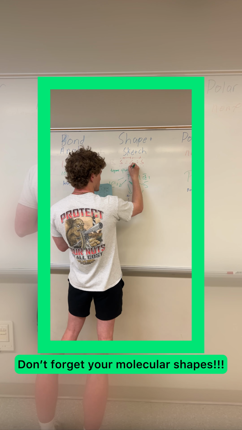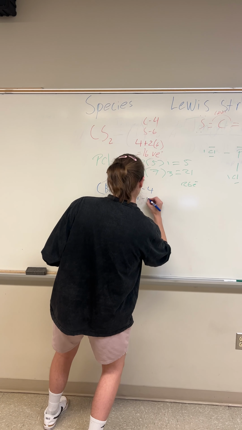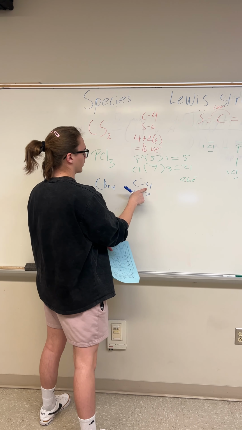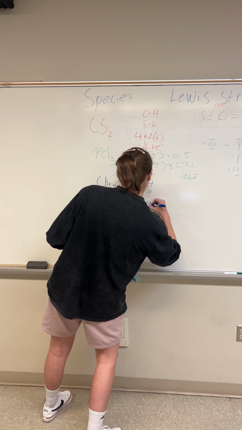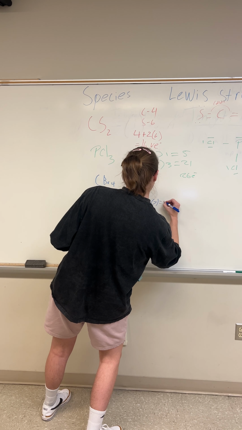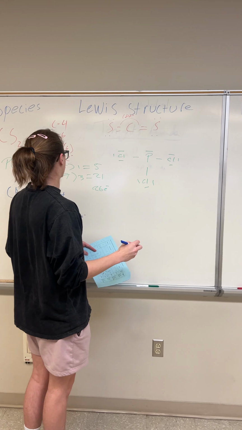Alright, so we're going to be making the Lewis structure for carbon tetrabromide. So first we've got to get the valence electrons for it. So carbon is going to have 4 valence electrons, and bromine has 7 valence electrons. And then there's 1 carbon and then 4 bromines, which is going to be 32 valence electrons. So we're going to come over here and actually build the Lewis structure.